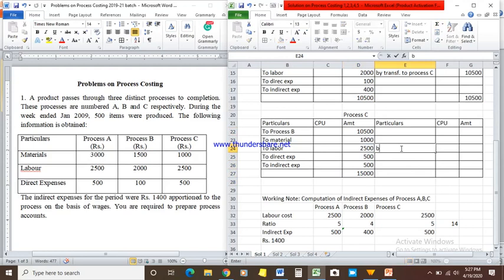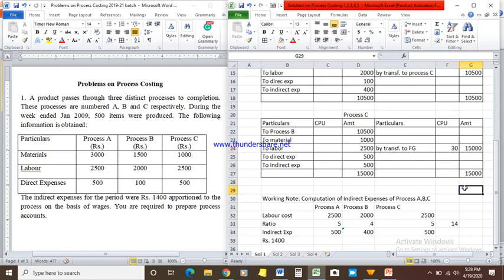Now since this being the last process, we will say by transfer to finished goods. Now the amount is 15,000. Since we have manufactured 500 items, this 15,000 divided by 500 items gives the cost per unit. Since it's the last process, we need to find out the cost per item we have manufactured by using this process costing method, and it comes to 30 rupees.